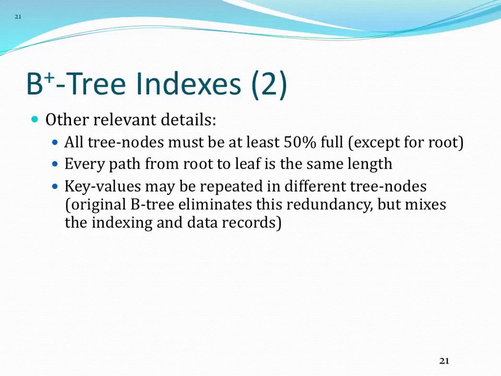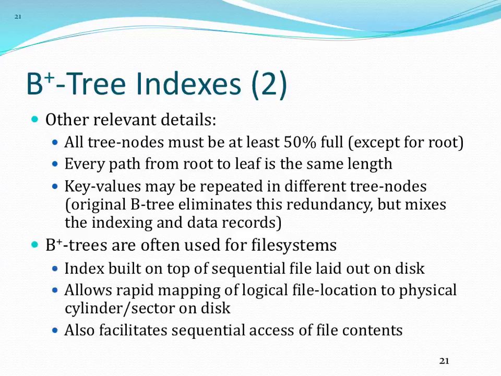And key values may be repeated in different tree nodes, which is another one of these interesting things. As we go from root to leaf, we may see the same key value multiple times. The original B tree format didn't allow that. And the reason why is it was mixing records and indexing, which was unappealing.